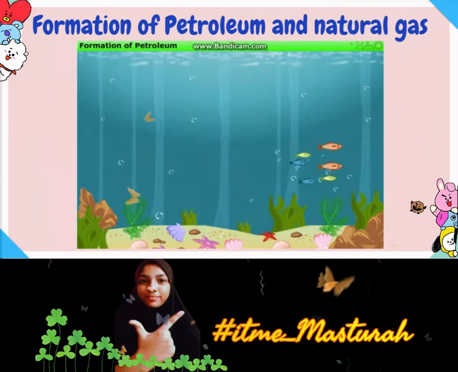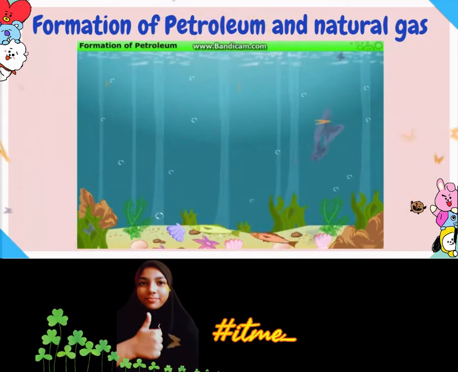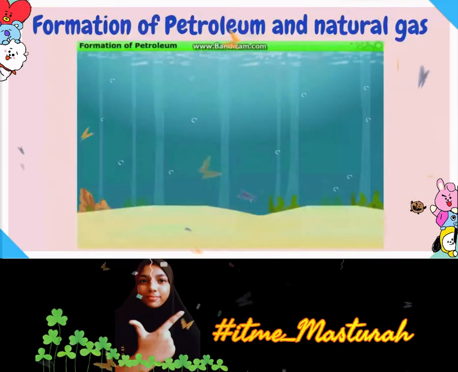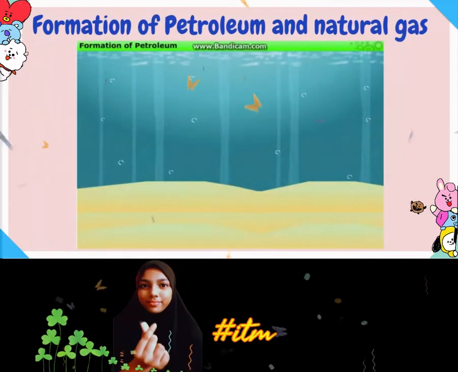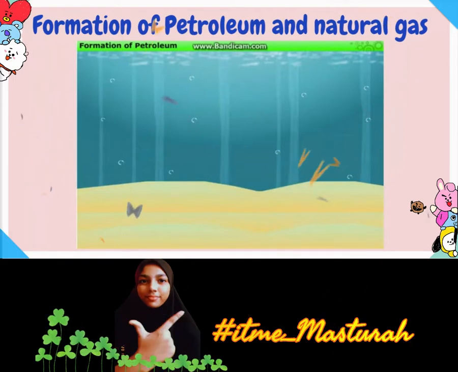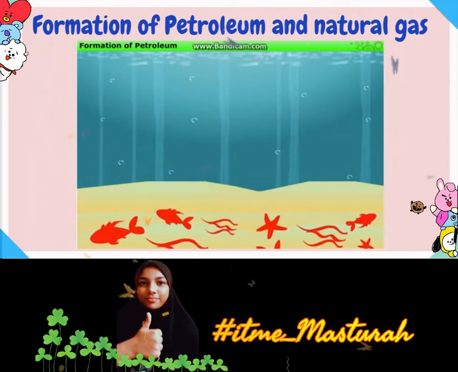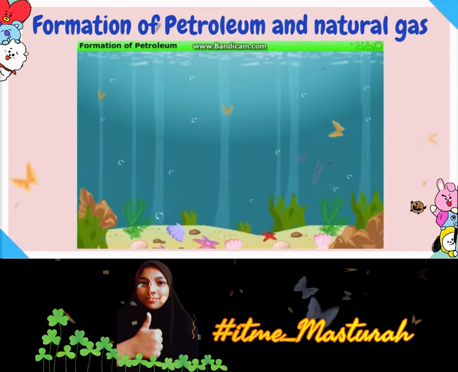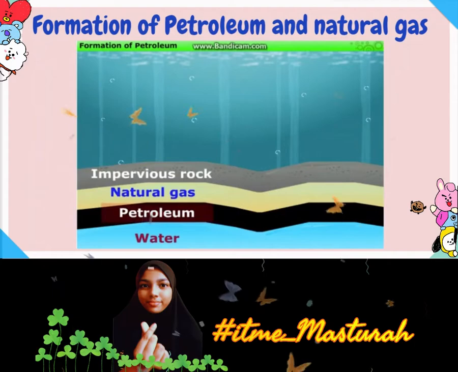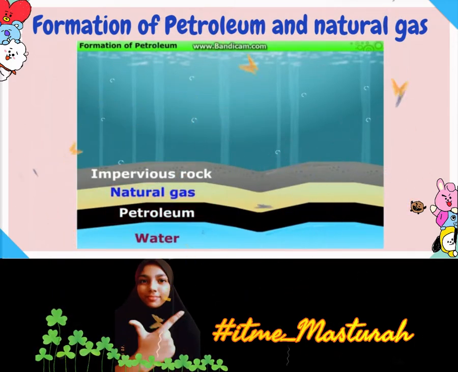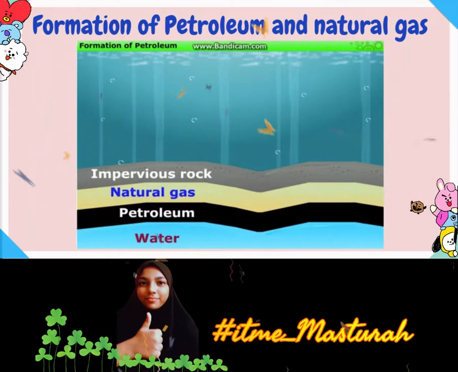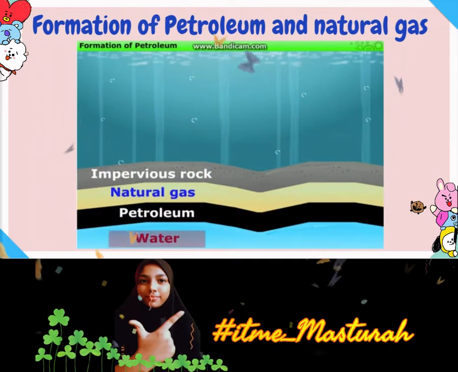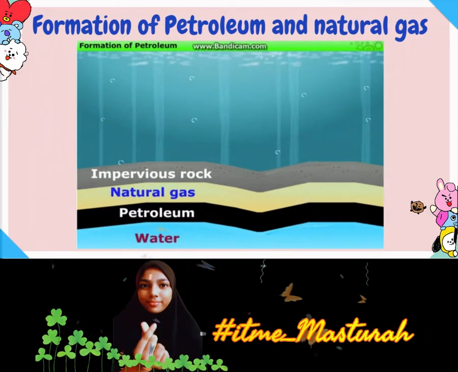As these organisms died, their bodies settled at the bottom of the sea and got covered with layers of sand and clay. Over millions of years, absence of air, high temperature, and high pressure transformed the dead organisms into petroleum and natural gas. Petroleum layer is formed above the underground water layer, as it is lighter than water.